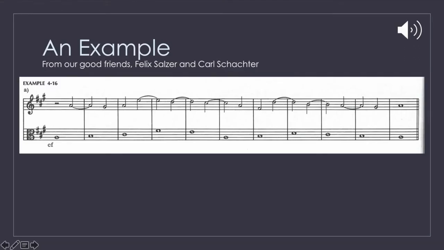A, B, G sharp, C sharp, F sharp, E, C sharp, A, F sharp, D, D, C sharp, B, G sharp.